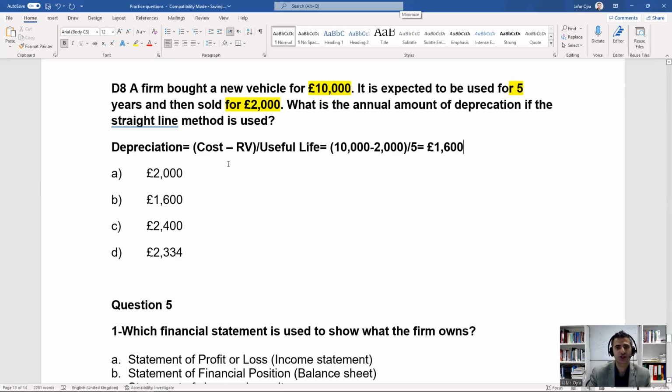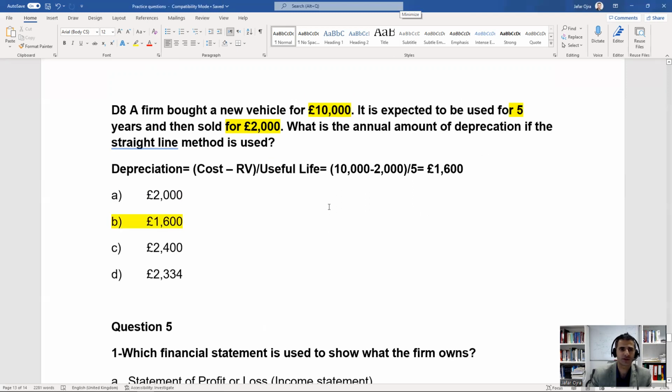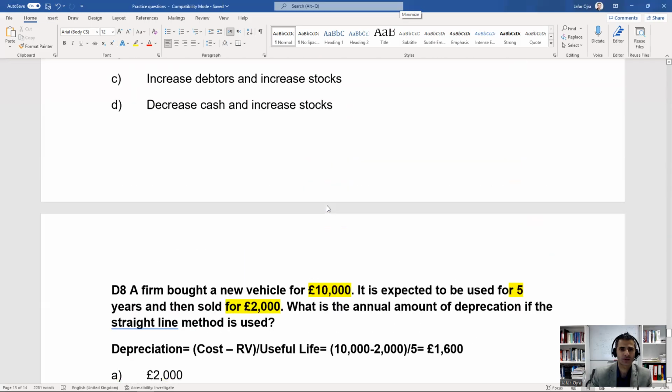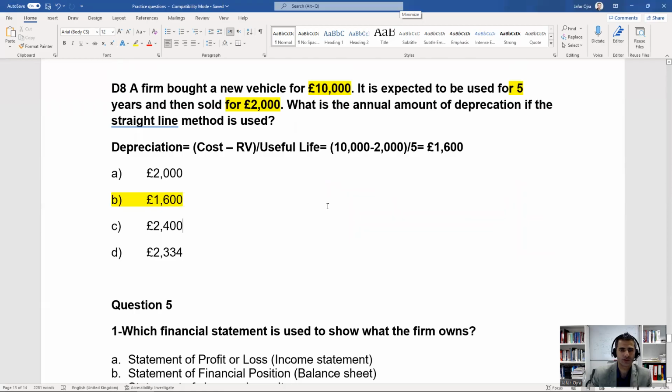So that's the depreciation charge, and the answer is B. £1,600 is the depreciation charge for the year. This depreciation charge will be £1,600, and it will be applied for every single year for 5 years. So that's all to do with question number 4.